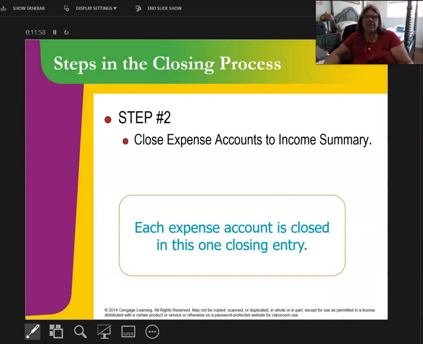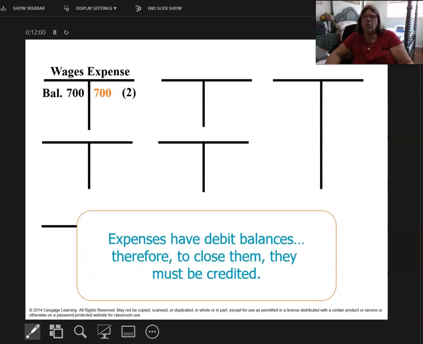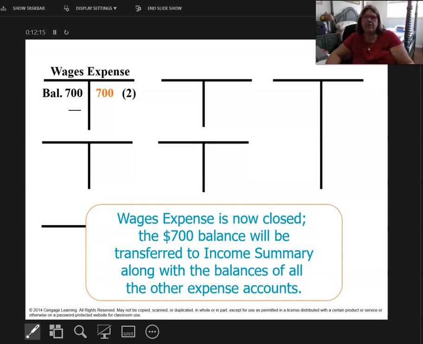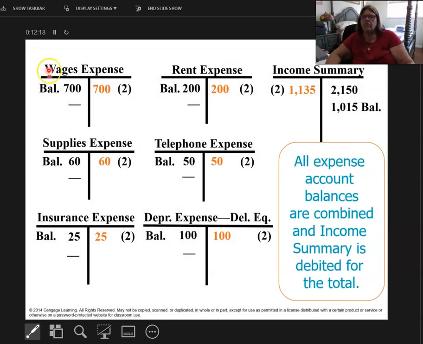I have to close each account separately. So here are all my expense accounts. My expense accounts always have a debit balance, so my wage expense has a $700 debit balance. In order to close it, I'm going to credit $700, but I'm going to do them all. So here are my balances in my accounts. I have to credit them, and then I add up the credits, so I'm crediting each expense and debiting income summary. So let's journalize this.